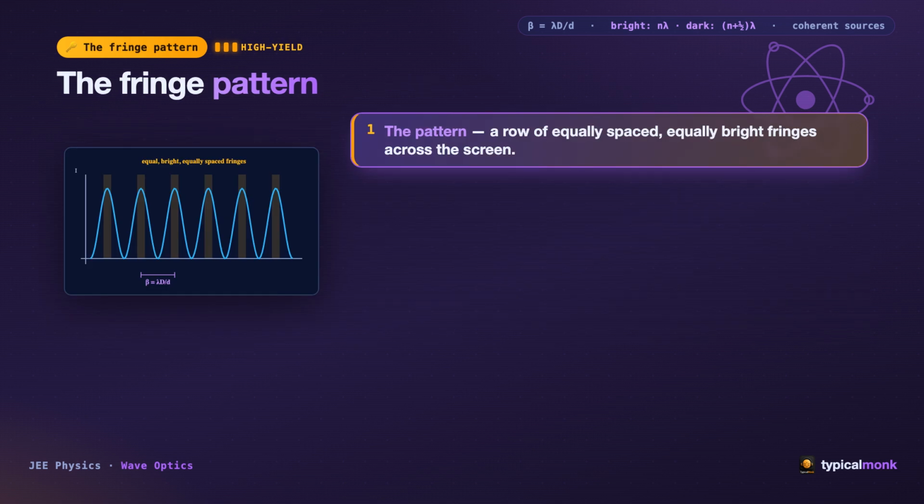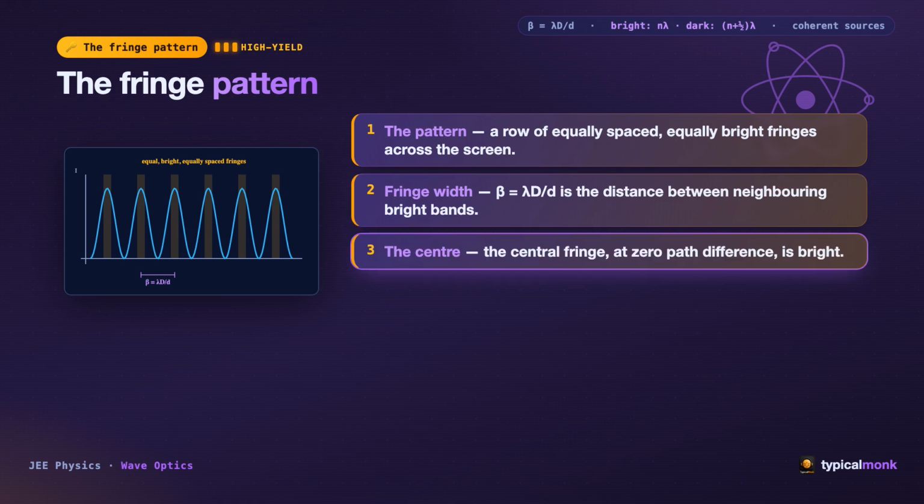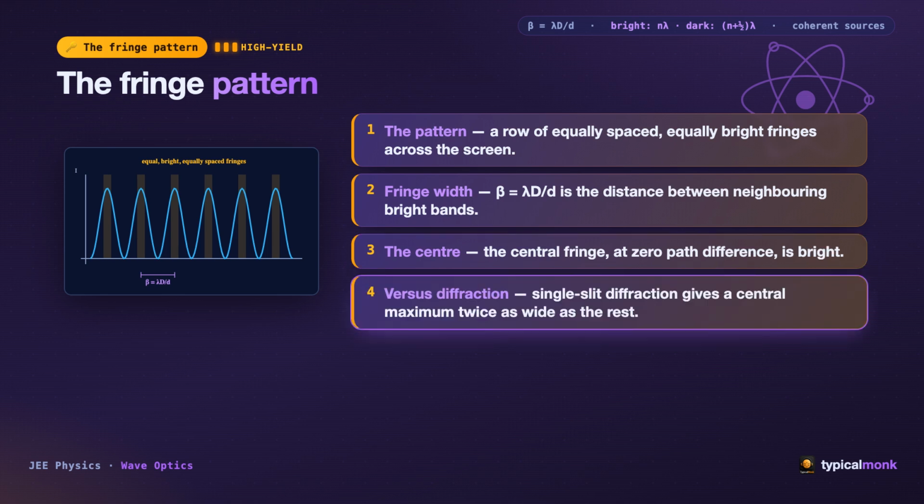Now look at the picture. The interference pattern itself. The pattern: a row of equally spaced, equally bright fringes marching across the screen. Fringe width: beta equals lambda D over d is the distance between two neighboring bright bands. The center: the center fringe at zero path difference is bright. Versus diffraction: by contrast, single slit diffraction gives a central maximum twice as wide as all the rest.